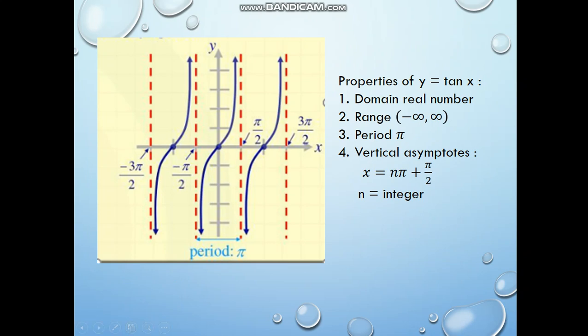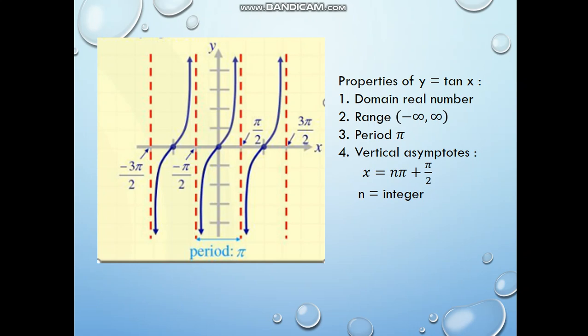Okay, as you can see, there are some properties of y equal tangent x from the graph. The first one, the domain is real numbers. Second, the range is from negative infinity to infinity. As you can see, the tangent graph has no maximum or minimum values, unlike the sine and cosine graph. Okay, the third one, its period. For the tangent function, the period is pi or 180 degrees.